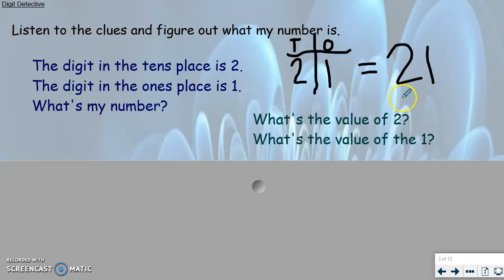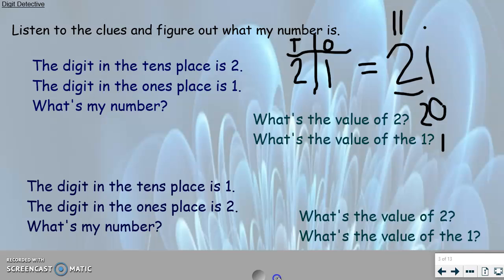Okay, guys, what's the value of this 2? Is this only 2? Nope, it's 20. Remember, if a 2 is in the tens place, that means that there are 2 10 sticks. 2 10 sticks gives us 20. What's the value of the 1? That's right, it's just 1, because this is the ones place. All right, guys, let's go ahead to the next one.